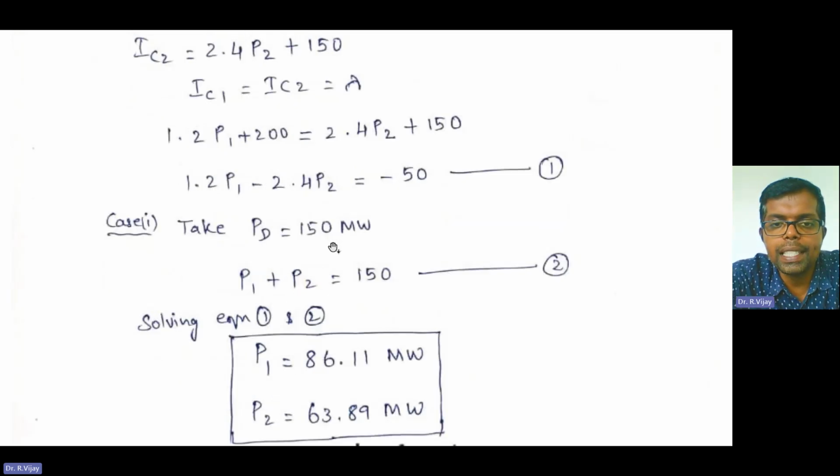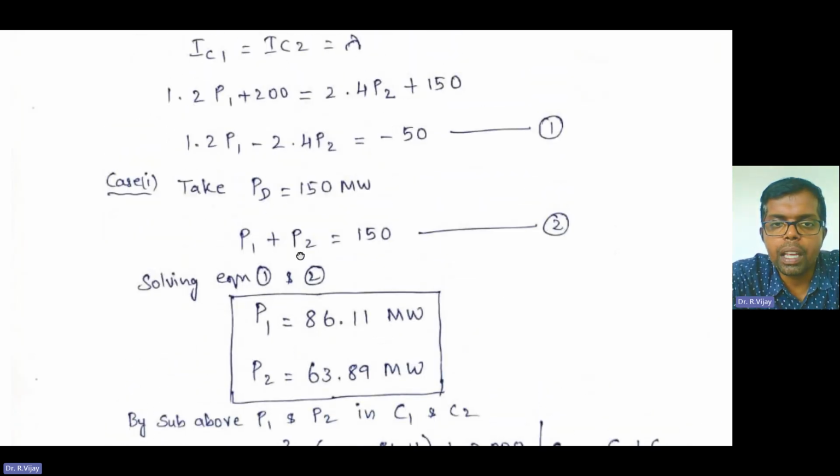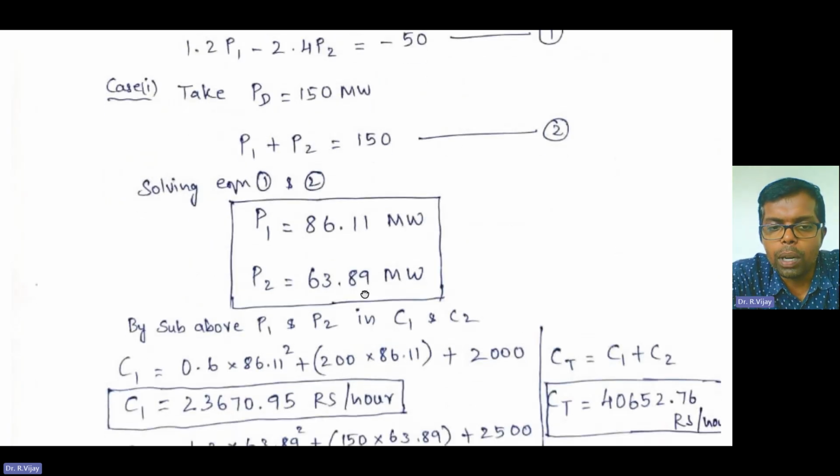So if PD is equal to 150 megawatt, then P1 plus P2 is equal to 150. Take this as equation number 2. Solving equations 1 and 2 by using your scientific calculator. Simple, very simple. You can solve with your scientific calculator. Then you'll get the answer as P1 is equal to 86.11 megawatt and P2 is equal to 63.89 megawatt.